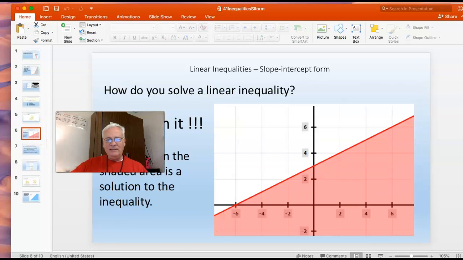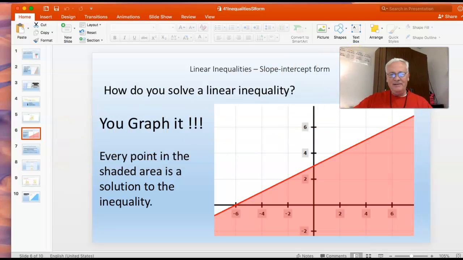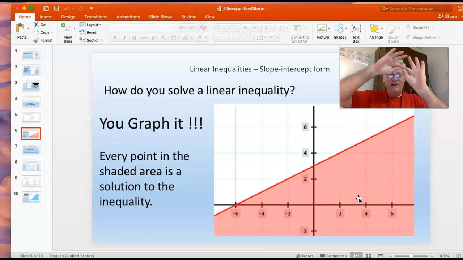So basically, guys, how do you solve a linear inequality? You graph it. That's how you solve it. Every point in the shaded area is a potential solution to the inequality. All these points work. It's not just a couple points, or just points along a line. It's all these points down here in that shaded area. Any one of them makes the inequality true.